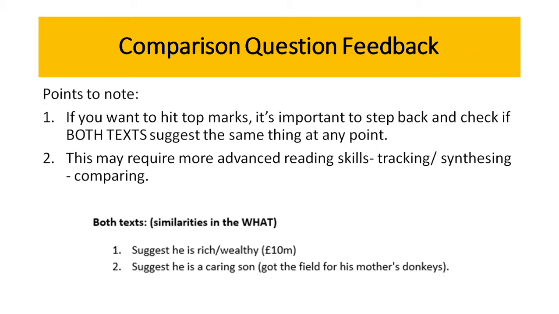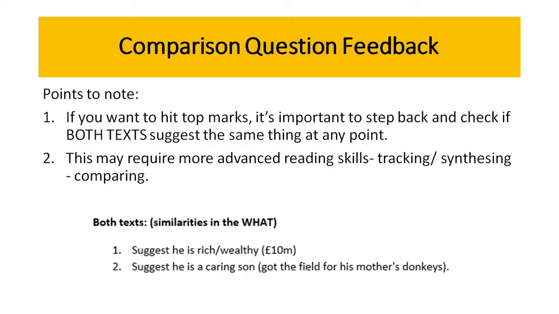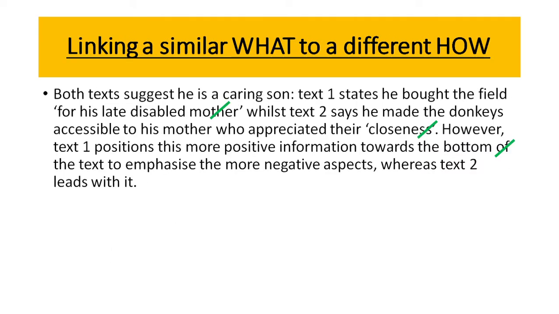What I want to go through with you now is how to link a similar what, suggesting he is a caring son. Both texts do that. However, they do it in a different way and to different effect. So if you do this as a subheading, you are linking a similar what to a different how. Both texts suggest he is a caring son. So that's your 2 inferences, because both texts do suggest that.